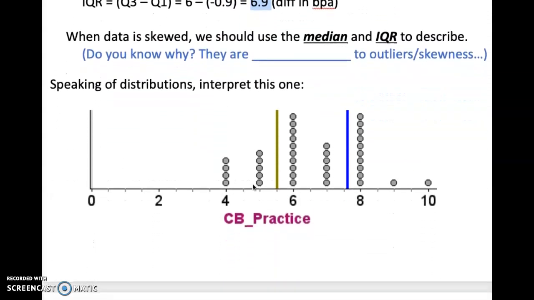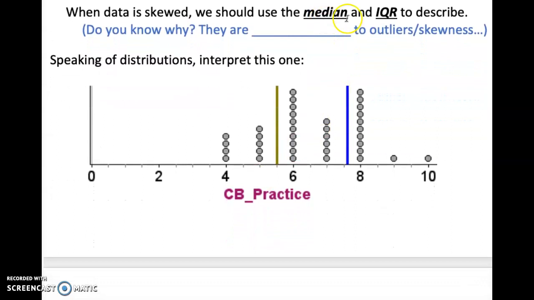And just a little question about why do we want to use median and IQR when data is skewed? Well, that's because they're resistant. Medians and IQRs tend to be more resistant to either skewed right, skewed left, outliers in distributions.